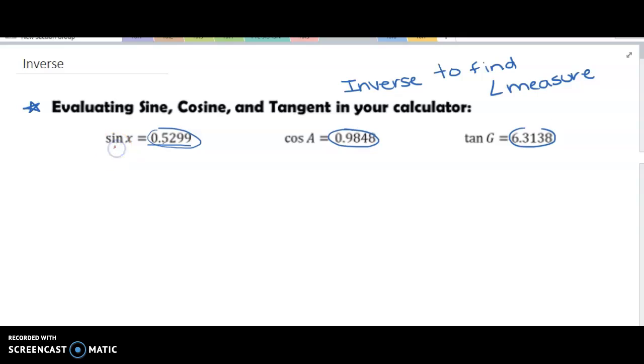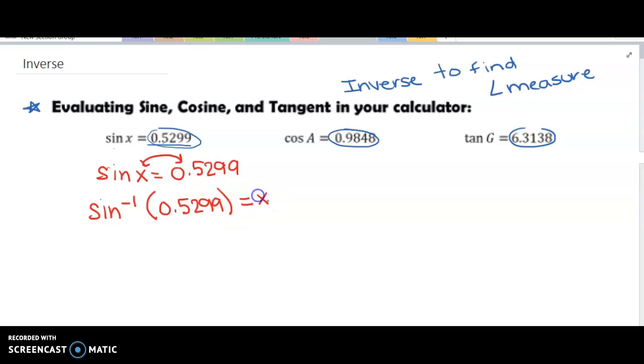So here we say that sine of x equals 0.5299. Now I'm going to use inverse sine, and when I use inverse sine, I flip these. So if I do sine inverse, and rather than an x, I put 0.5299, that's going to equal x.